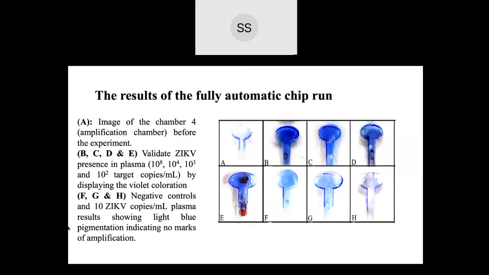So after this is the result of the fully automatic chip run, which I did with a different concentration of the target. Here, A is an image of chamber 4 before the experiment is carried out.